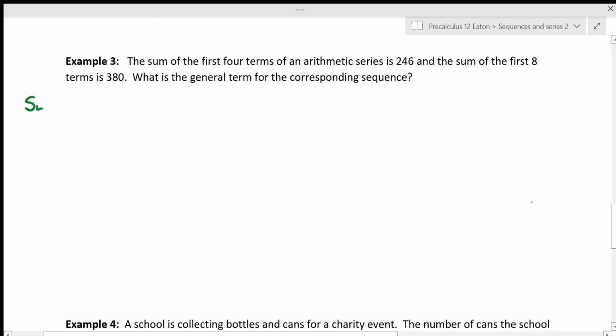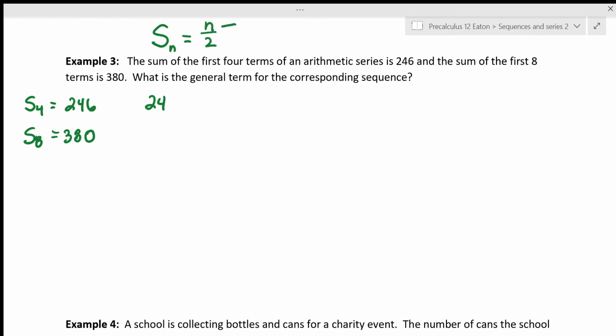So we have S4 is 246, S8 is 380. Let's write out a formula for this. I'm going to use the formula that doesn't involve Tn, because I don't know Tn for any of these. So we're going to be using the formula S sub n is n over 2 times 2t1 plus n minus 1 times d.